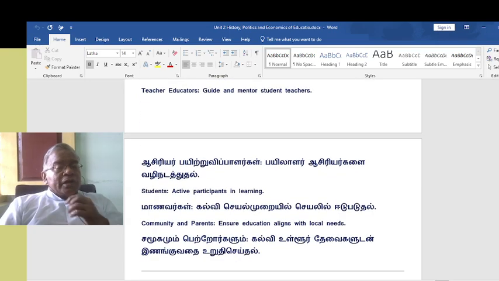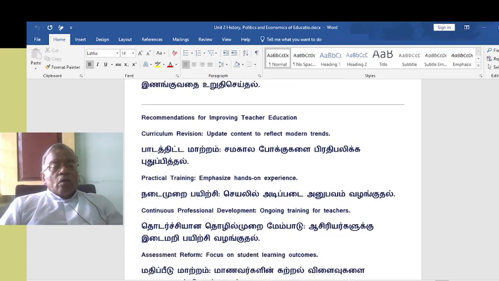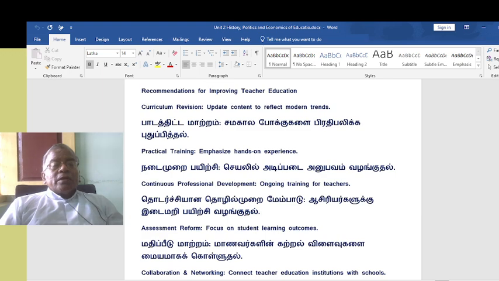Who are the members involved in this commission? Now let us talk about recommendations. Curriculum revisions, updating content to reflect modern trends.